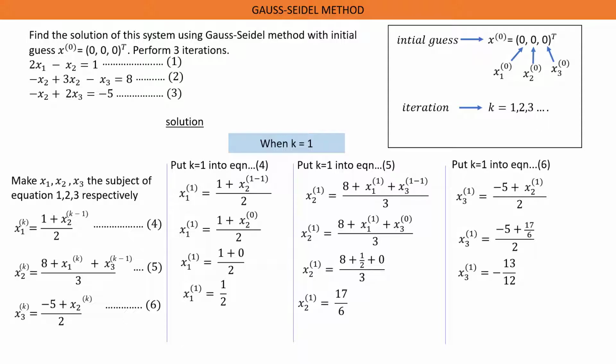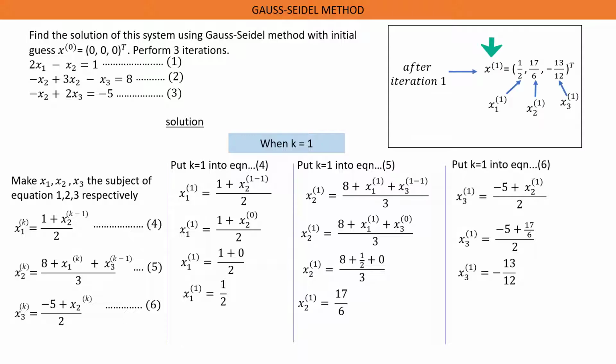After iteration 1, S iteration 1 equals 1 over 2, 17 over 6, negative 13 over 12 transpose. S1 iteration 1 is 1 over 2. S2 iteration 1 is 17 over 6. S3 iteration 1 is negative 13 over 12.